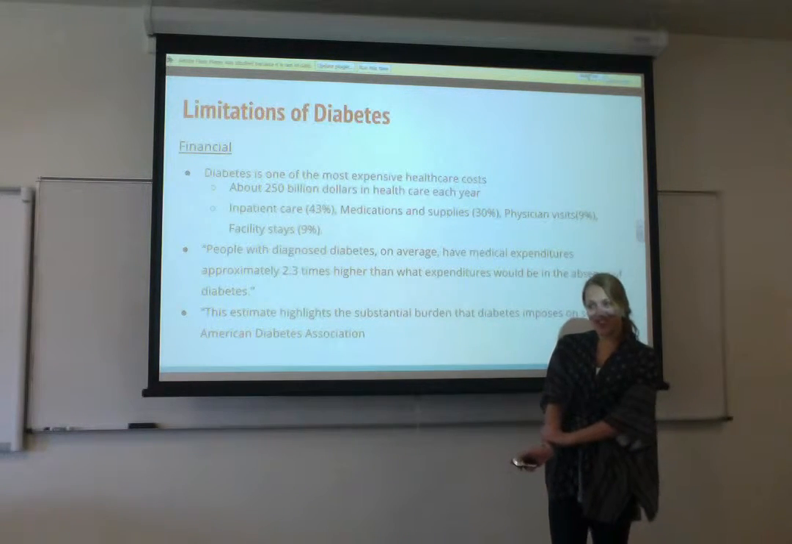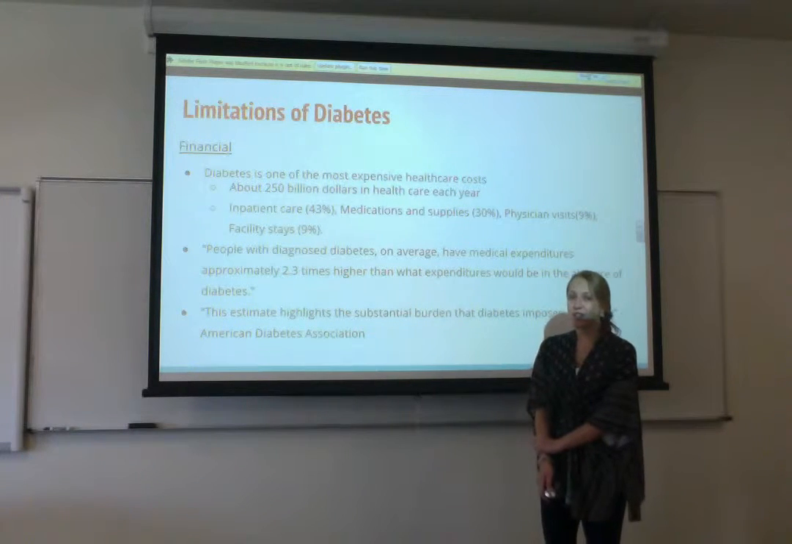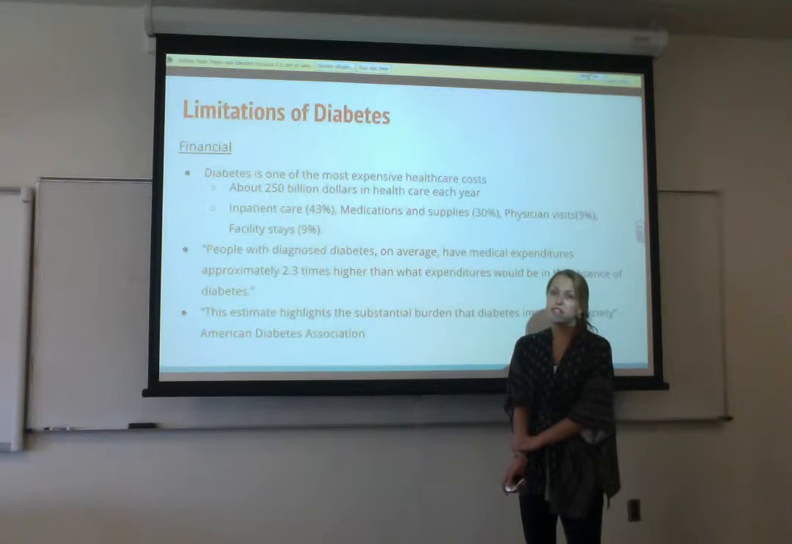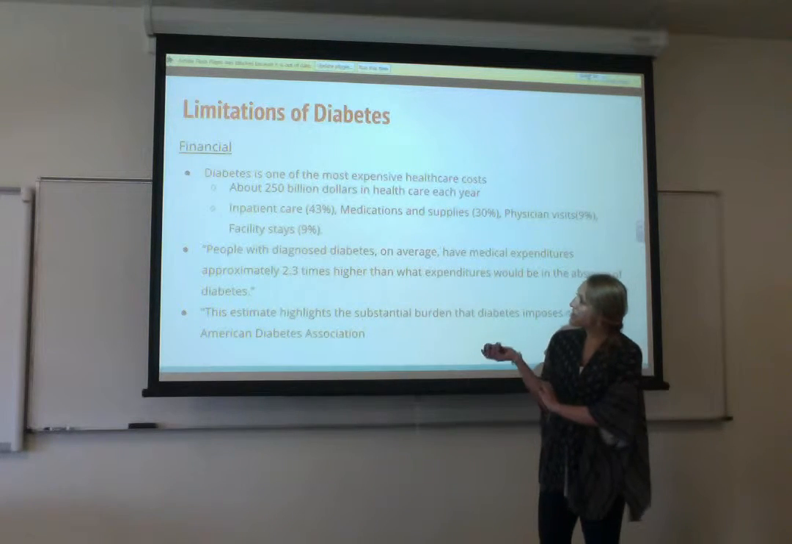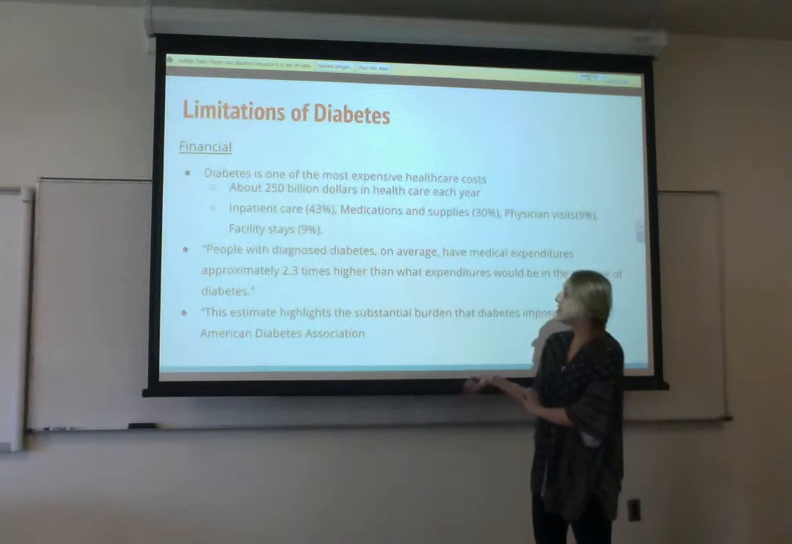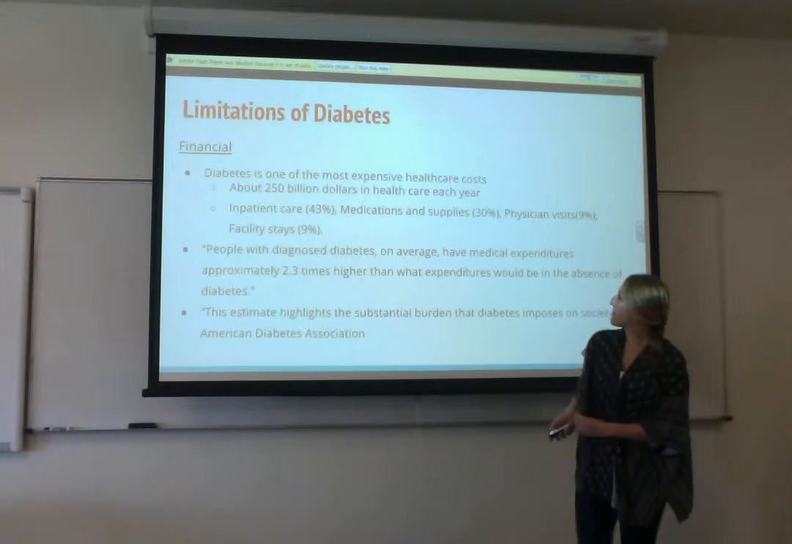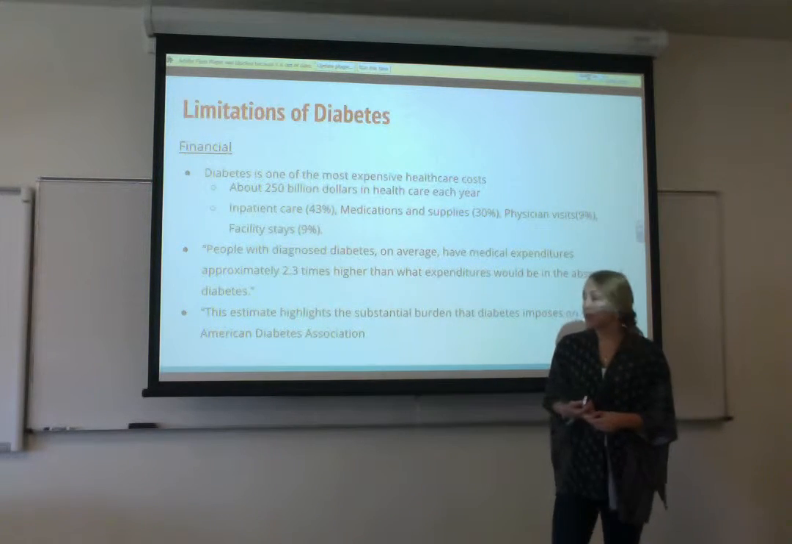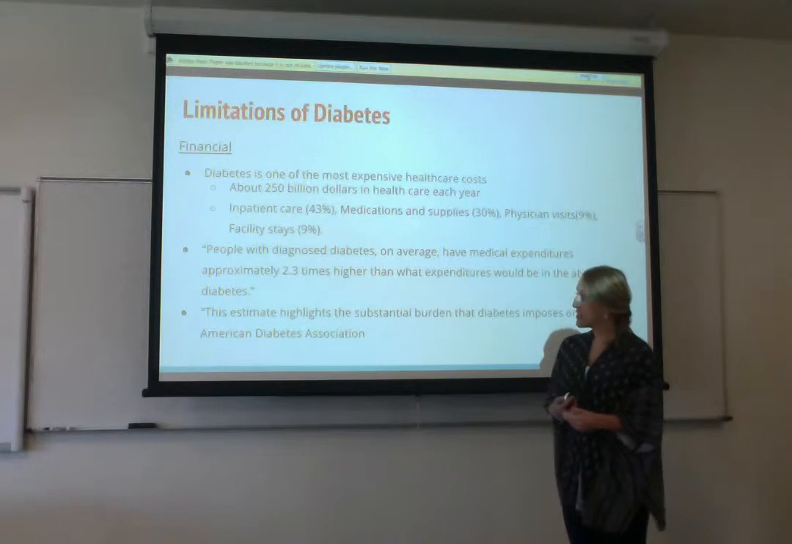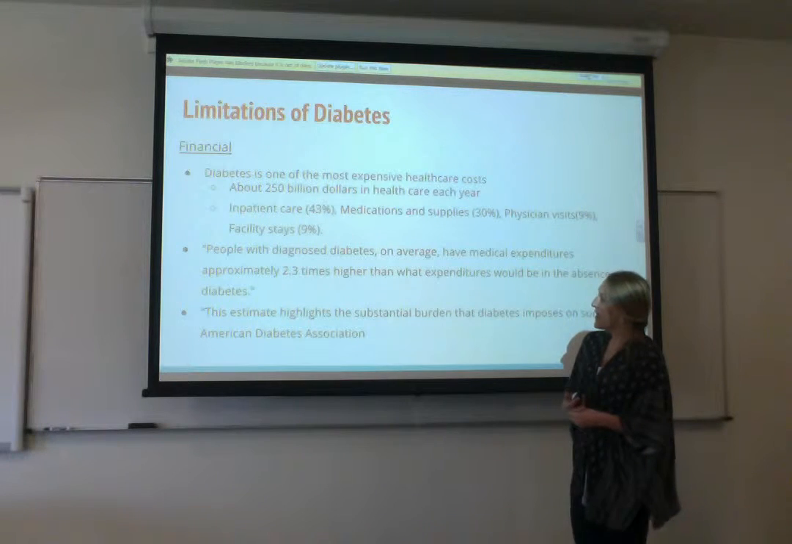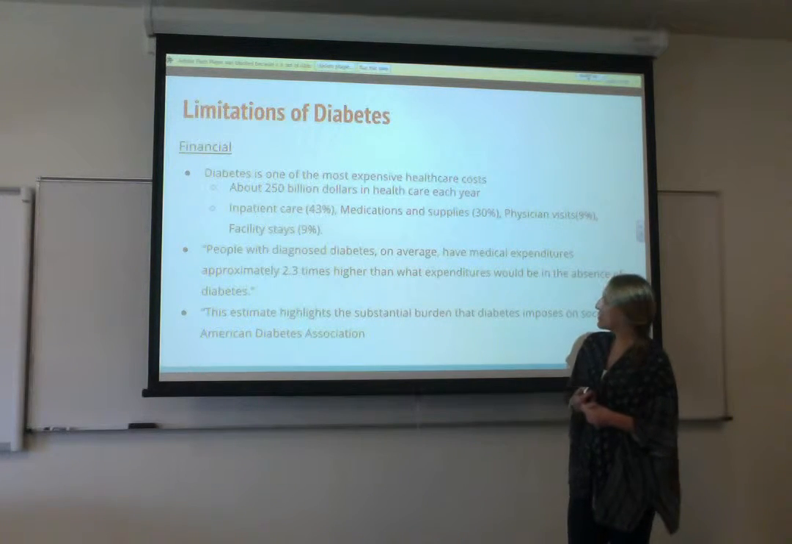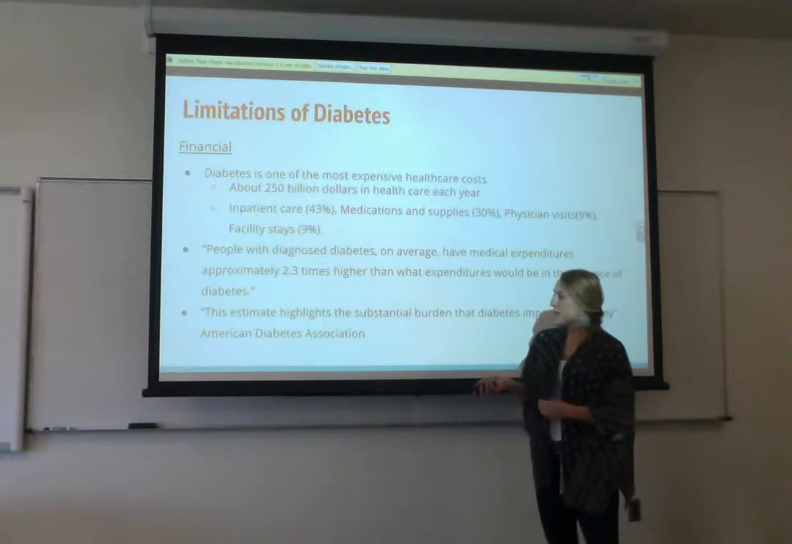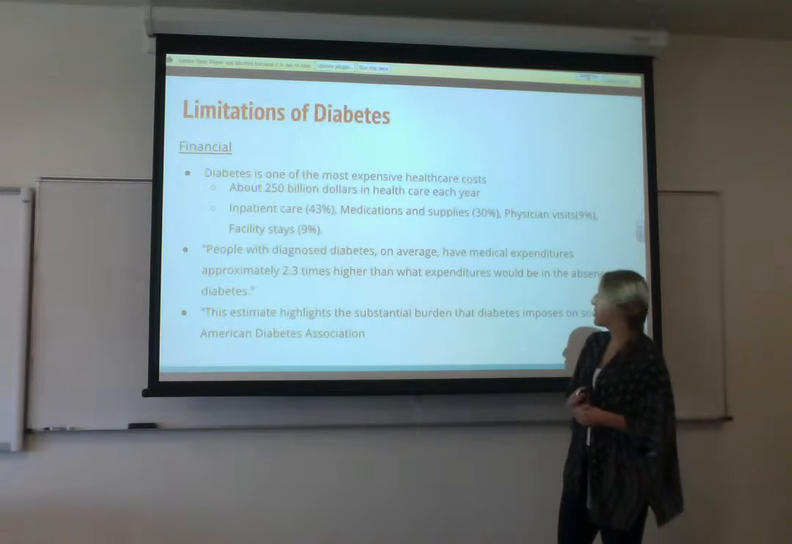But if you look at your handout sheet, it's about $344 billion the past year. The American Diabetes Association also provided us with statistics: inpatient care costs about 43% of the cost, medications and supplies 30%, and doctor's visits and facility stays are a total of 18% together. And here are some interesting quotes, also provided by the American Diabetes Association, that describe the issue with financials. People with diabetes on average have medical expenditures 2.3 times higher than if they did not have diabetes. To follow that, this estimate highlights a substantial burden that diabetes imposes on our society.